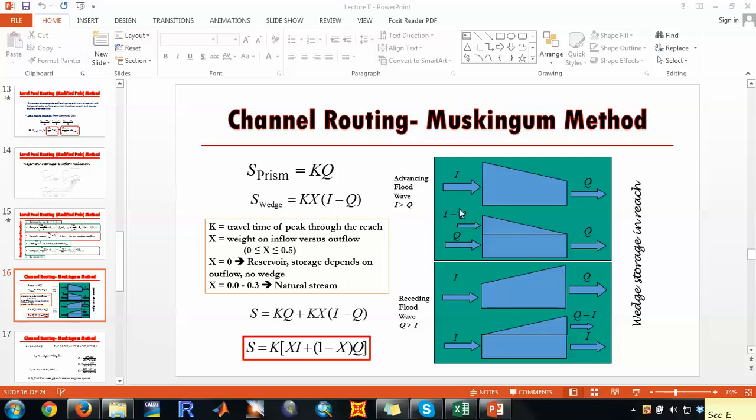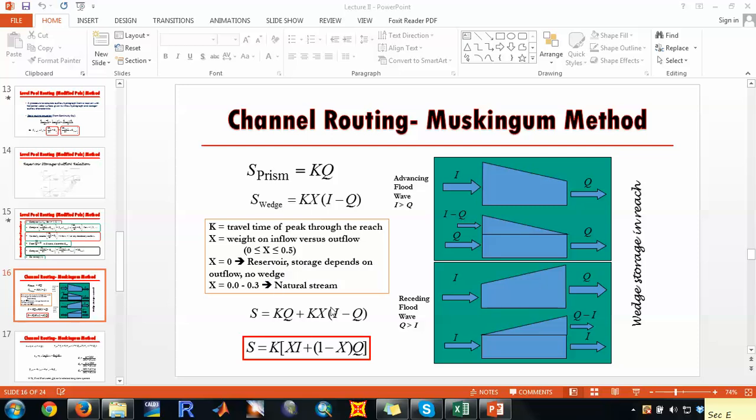And the difference between the inflow and the outflow will be a certain percentage. It will be the percentage of the inflow, and a percentage of the inflow minus the outflow. The x value ranges from 0.0 to 0.5, and usually for a natural river system it is up to 0.3.